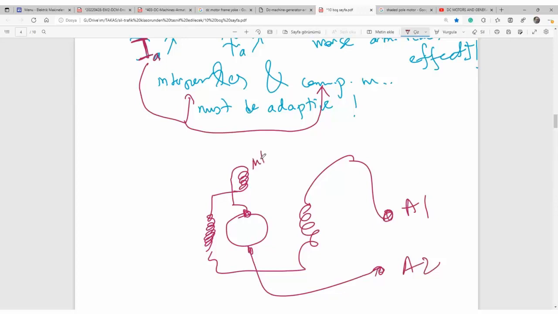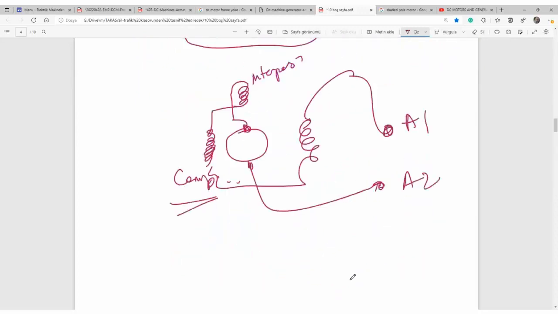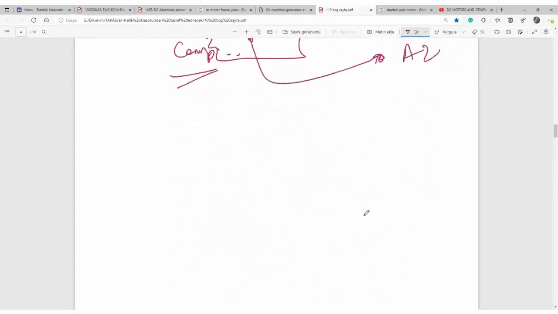Interpoles, compensation windings, but they are not drawn like this. In fact, they are generally shown like this. Let me show you. Here's a dynamo, let's say DC. That is the armature. That is the main field coil.